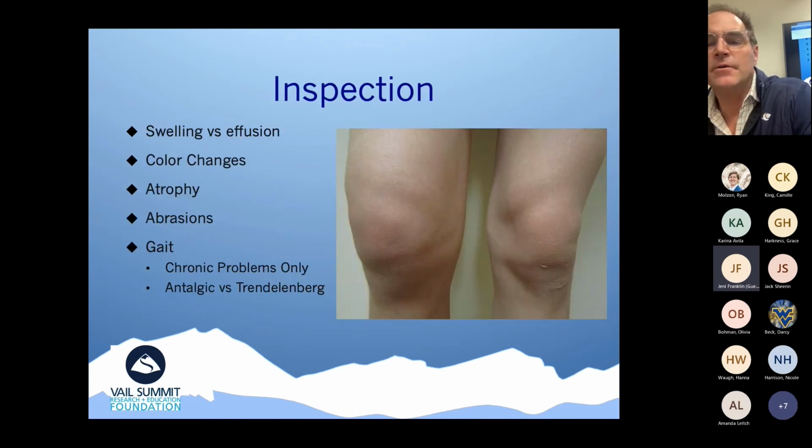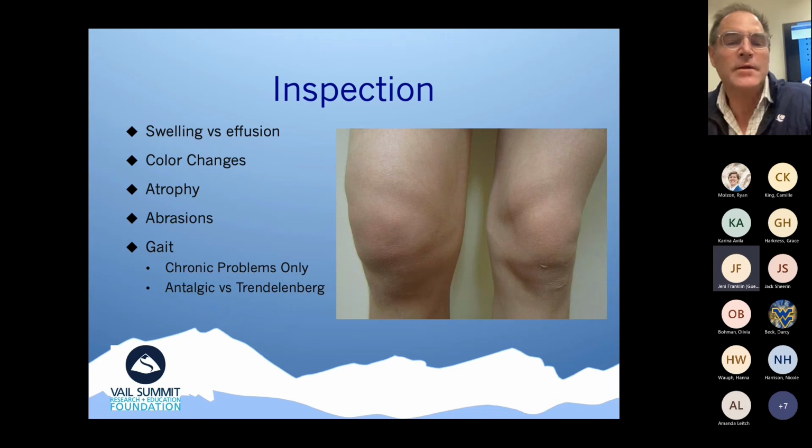So again, we'll get into what we talked about before with physical exam. We go through our normal, and we'll just keep hammering this on every joint of the body, hopefully: inspection, palpation, range of motion, strength testing, and then specialty exam. So what's the difference between swelling and effusion? And effusion specifically refers to swelling within the joint.